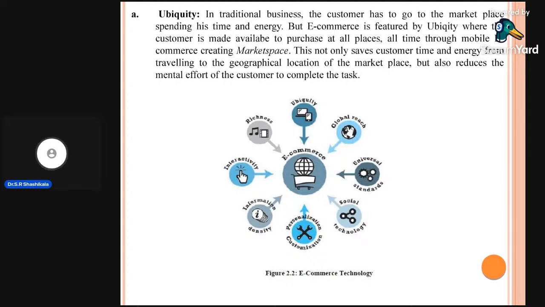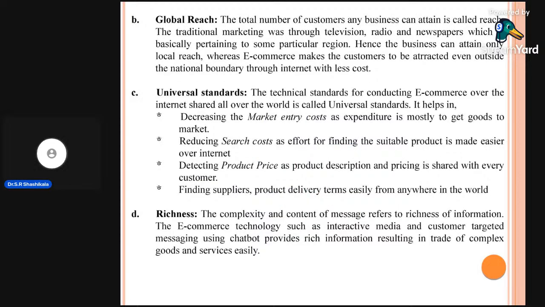Now, by the meaning of the term global reach: since we are in a globalized world now, through the internet or e-commerce business, we can reach different parts of the world very easily. So not only are we reaching the local areas, but we are also reaching different parts of the world. That is known as the global reach concept.